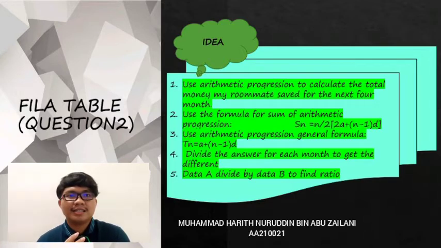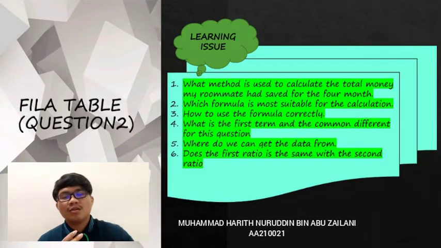The fourth idea is we divide the answer for each month to get the difference. The fifth idea is data A divided by data B to get the ratio. Now the last one is learning issues. There are 6 learning issues that we get when solving this question too.